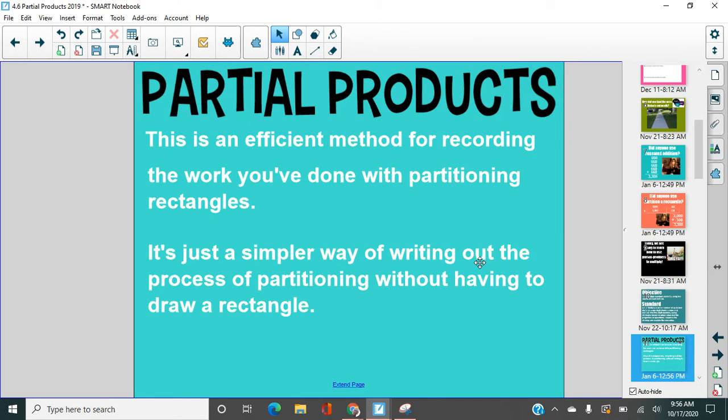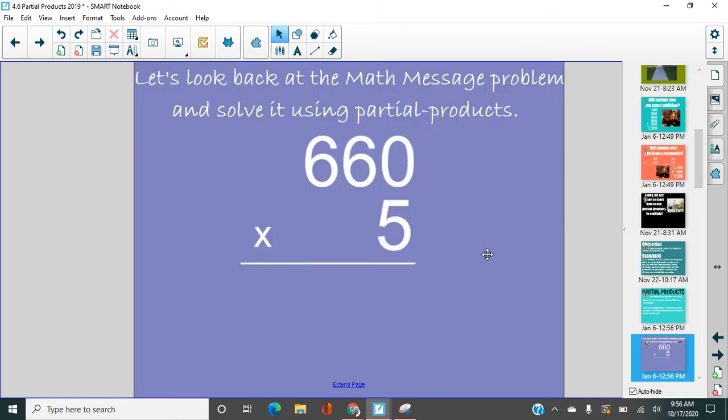This is a little bit more efficient method. If you don't like drawing out the rectangles on partitioned rectangles, you might like this. If you love those partitioned rectangles and you keep getting all the questions right, then you should just keep doing those partitioned rectangles. The key idea here is to find the best method that is going to work for you. So let's take a look at our partial products method in the very first problem from the math message.